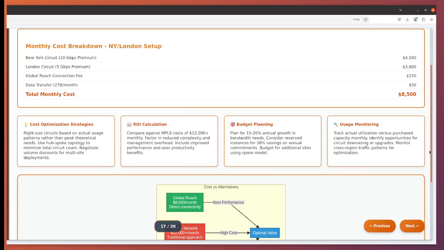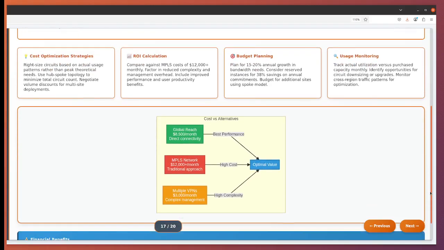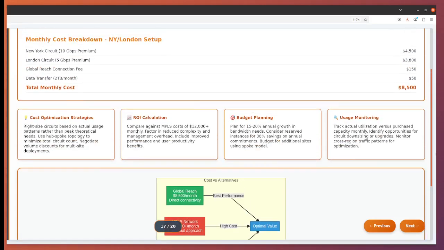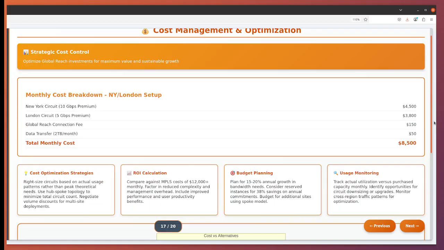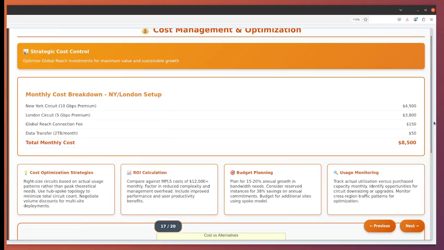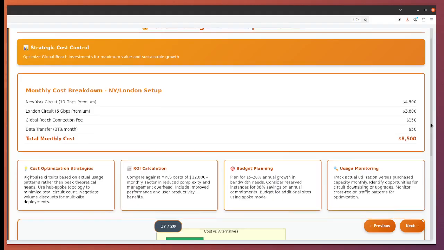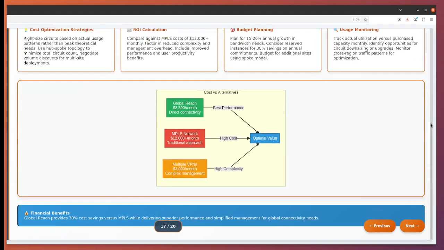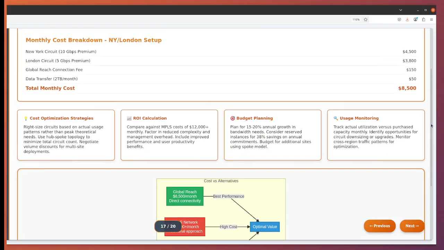Cost optimization strategies include right-sizing circuits to match bandwidth to actual needs plus reasonable growth projections, regional consolidation using hub-spoke to minimize total circuit count, provider negotiation to leverage multi-site deployments for better rates, and usage monitoring to track actual utilization versus purchased capacity. Our example shows $8,500 monthly for the complete New York-London global reach setup.